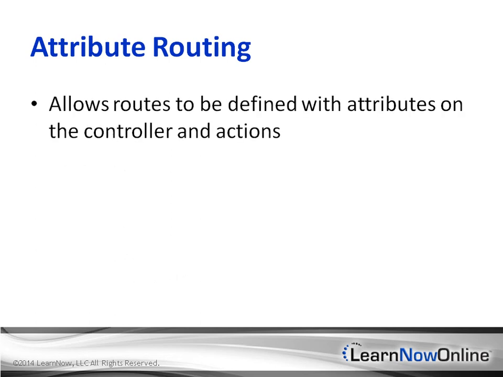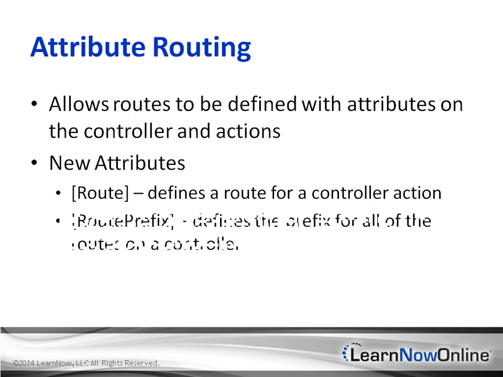Essentially, attribute routing allows routes to be defined with attributes on controller classes and their action methods. In earlier versions of MVC, routes were configured with the RouteConfig class in the static method RegisterRoutes. But in the latest version of MVC, you can also define these routes through these new attributes.